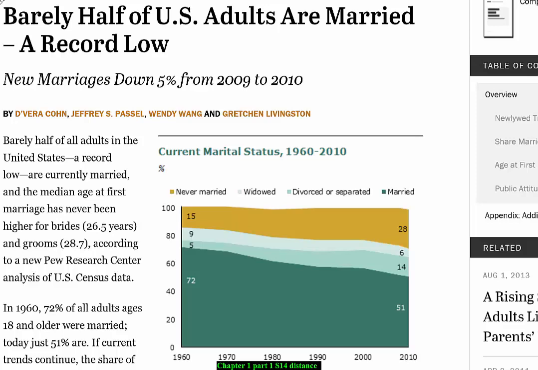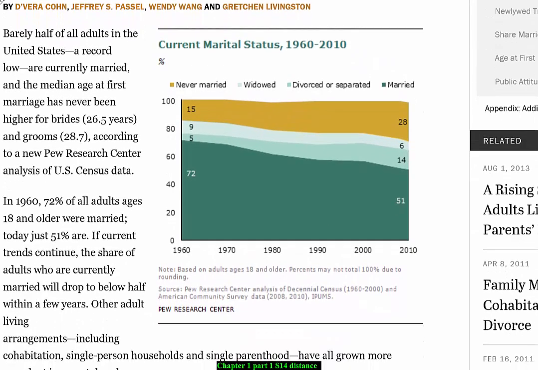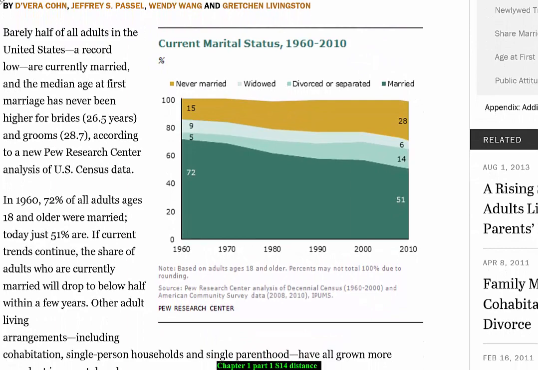Barely half of U.S. adults are married, a record low. In this article, it states that 51% of today's adults are married. So what kind of data collection did they use here? You'll see, if you explore around Pew Research a little bit, that they are a polling company, much like the well-known Gallup poll.